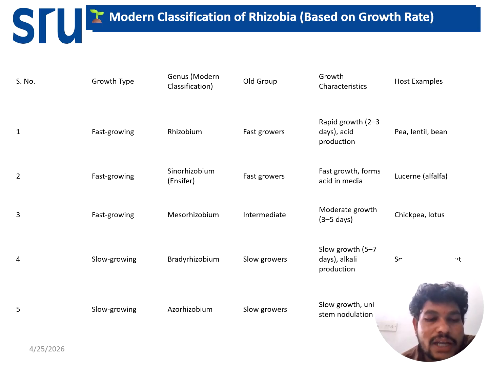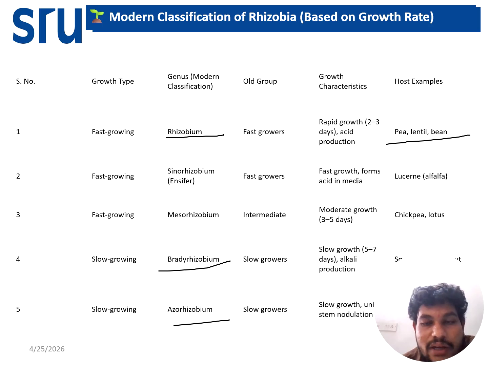So this is the modern classification. In that, there are fast growing rhizobium and slow growing rhizobium species. Fast growing are Rhizobium, Sinorhizobium and Mesorhizobium. Slow growing are Bradyrhizobium and Azorhizobium. Rhizobium will attack pea, lentil and bean. Sinorhizobium will attack lucerne. And Mesorhizobium will attack chickpea and lotus, like that. Okay.